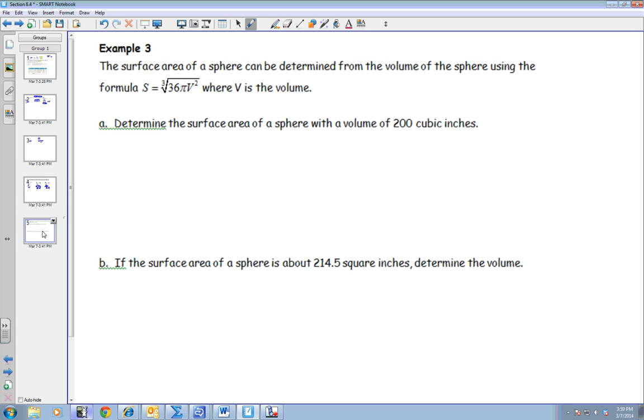Okay, the last problem. The surface area of a sphere can be determined from the volume of the sphere using the formula: surface area is the cubed root of 36 pi v squared, and v is the volume. Determine the surface area of a sphere with a volume of 200 cubic inches. So S equals the cubed root of 36 pi v squared, and 200 takes the place of my v, so that's 200 squared.